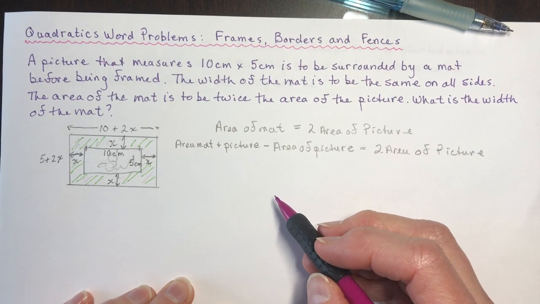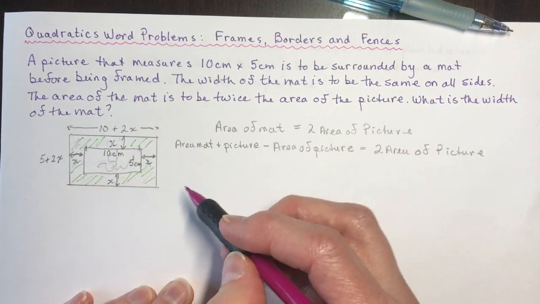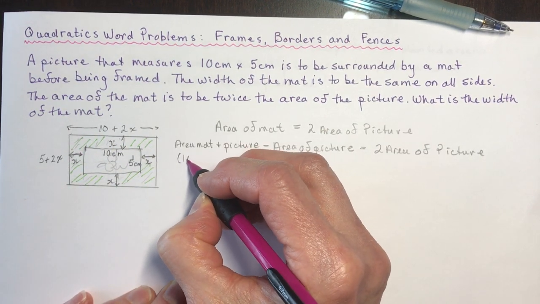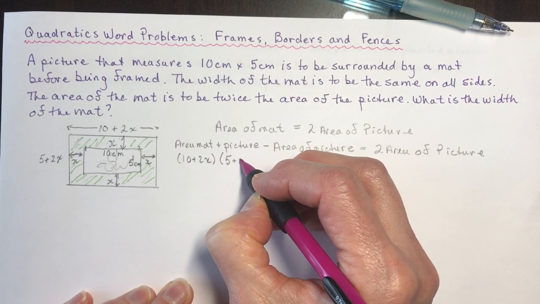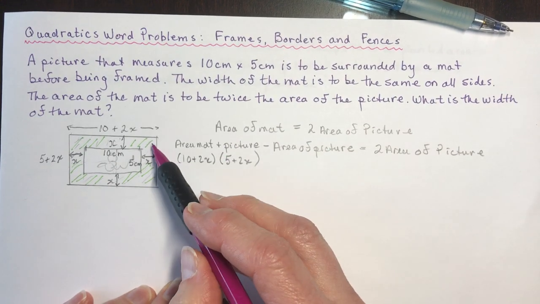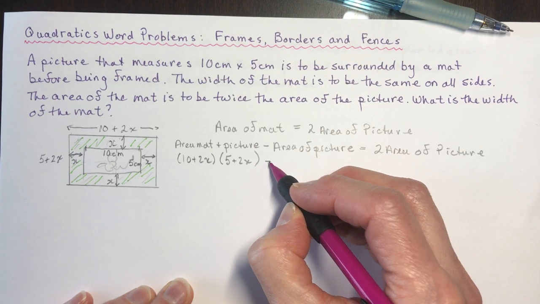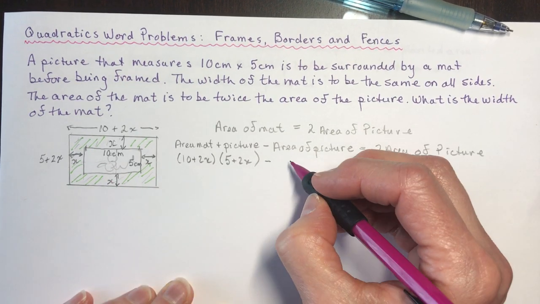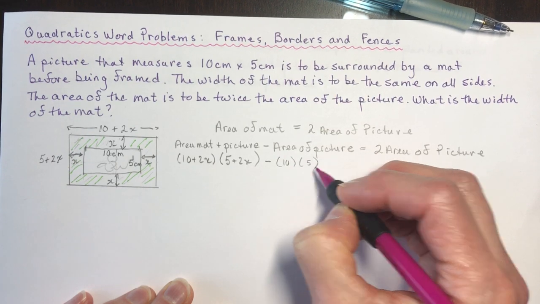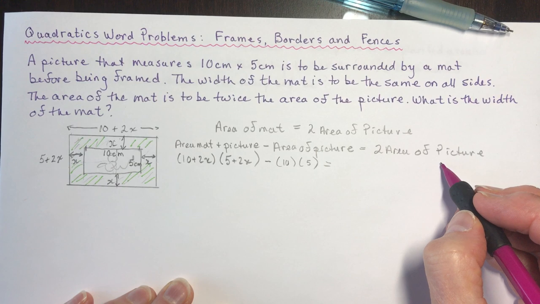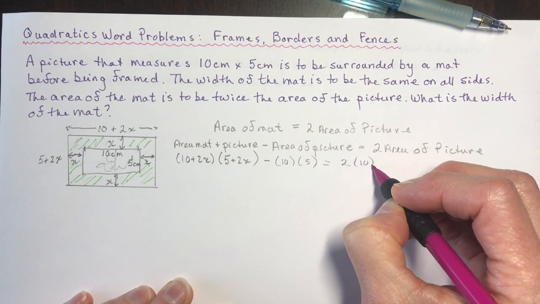So what is the area of the mat and the picture? So the length times the width, right? Area is length times width. So I've got 10 plus 2x times 5 plus 2x. So that's the area of the mat and the picture. In other words, everything. And I'm going to subtract the area of the picture. The area of the picture is 10 by 5, 10 times 5. And that has to be equal to twice the area of the picture. So that's going to be 2 times 10 times 5.